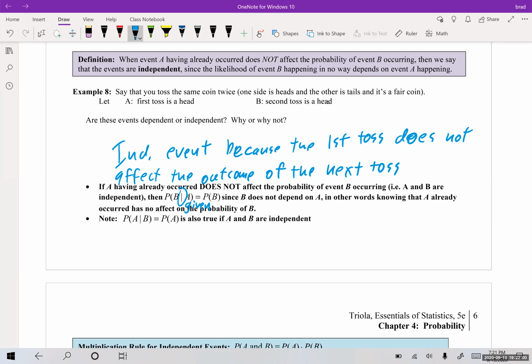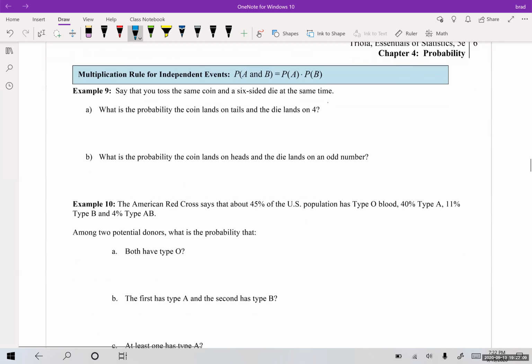Note, the probability of A given B is equal to the probability of A is also true if A and B are independent. So here's the big one, for independent events. This is our nice, clean one for independent events.